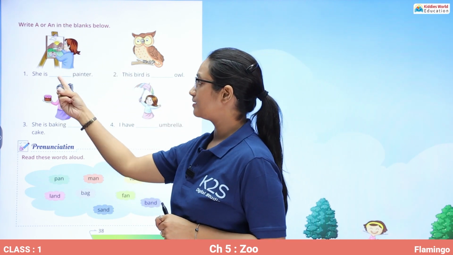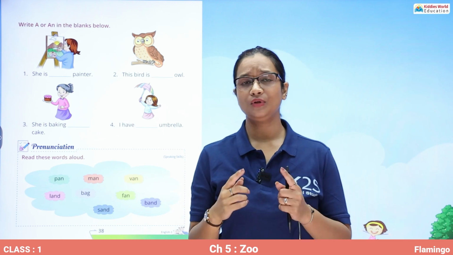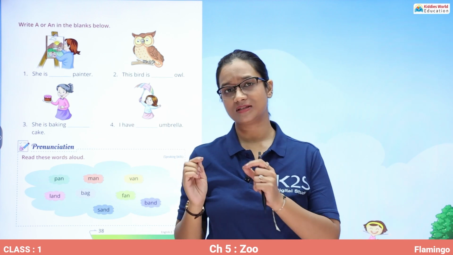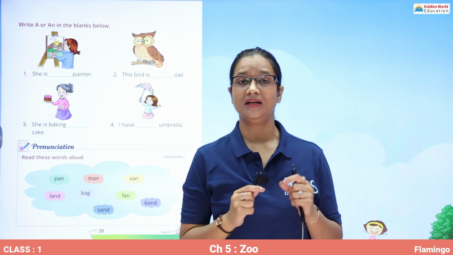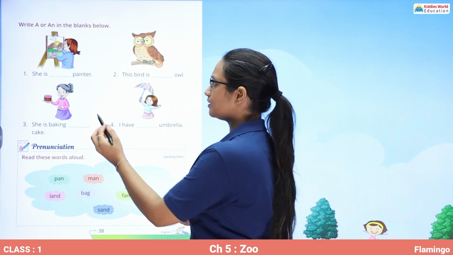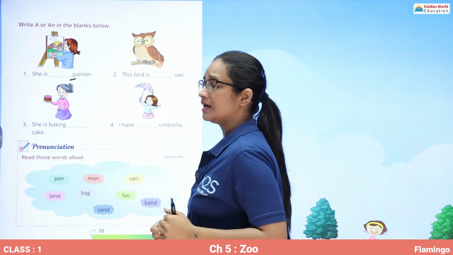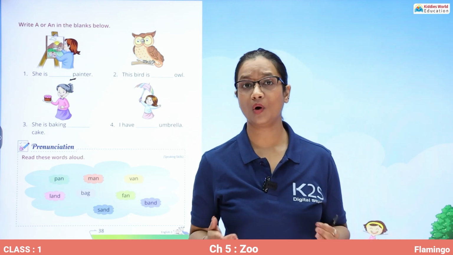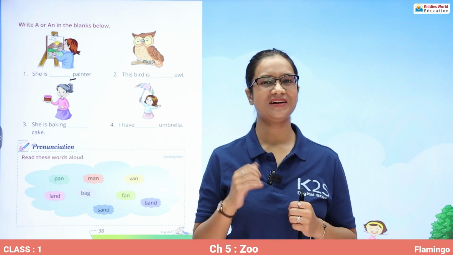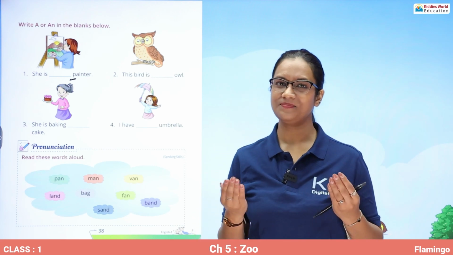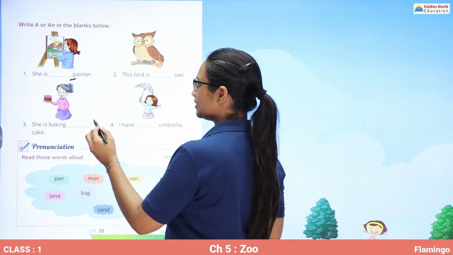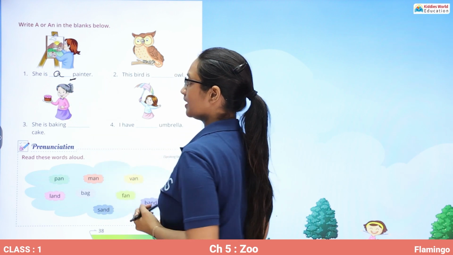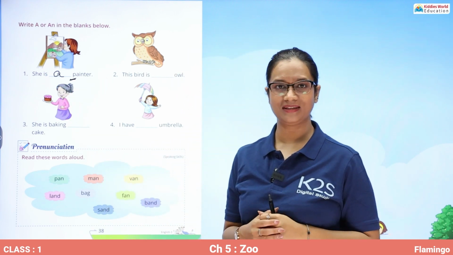So she is dash painter. Now you tell me, P is a vowel or P is a consonant. The letter which is given here, is this letter a consonant or is this letter a vowel? Yes, you are right. This letter is a consonant. So we will write a here. That she is a painter.